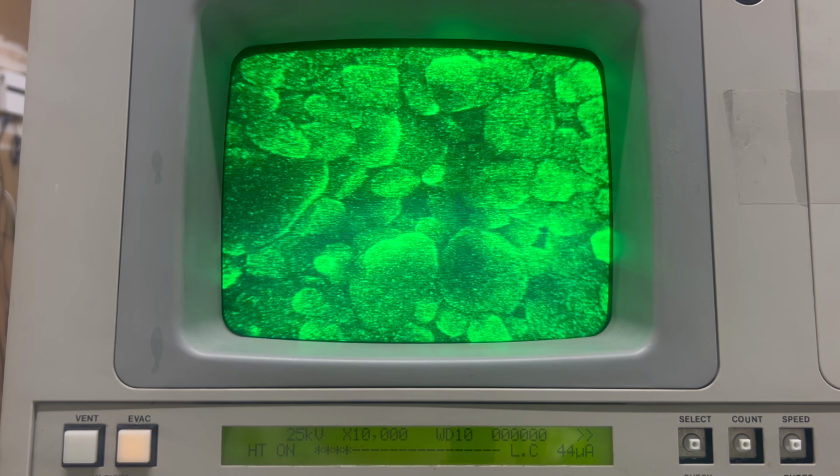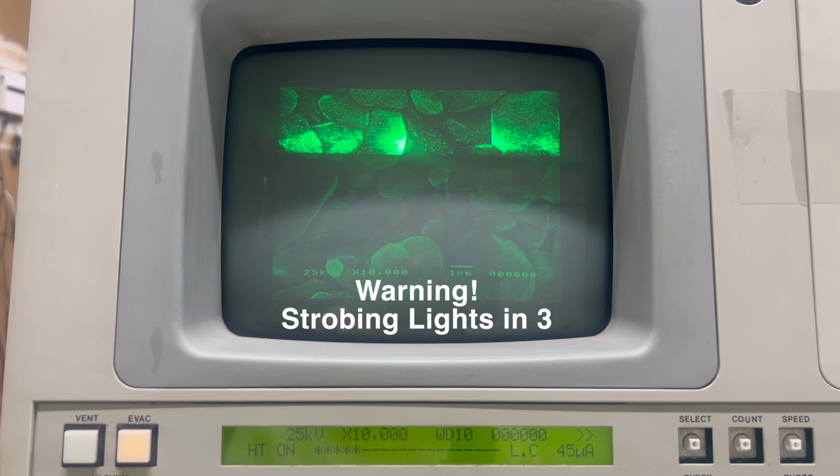Let me enable slow scan and bring up the measurement bar. You can see that these particles are about 1 to 5 micrometers in diameter. Let me find a really small one and zoom in more. Here we are at 100,000 times magnification. This particle is about 200 or 300 nanometers wide.